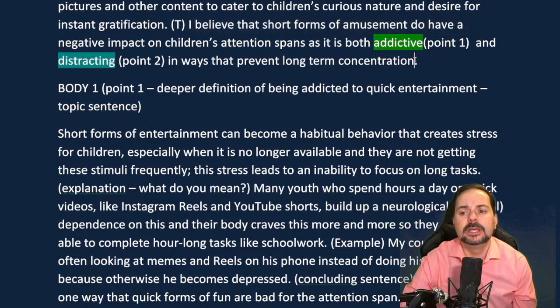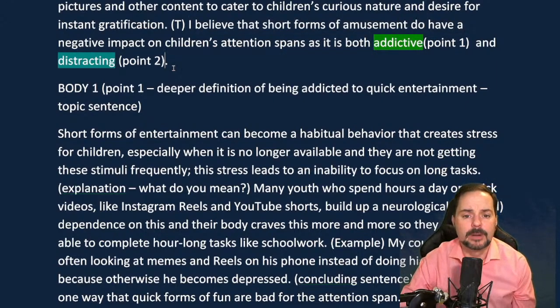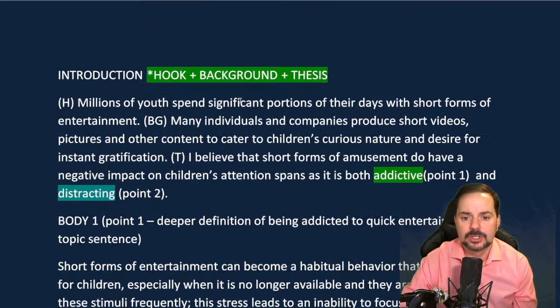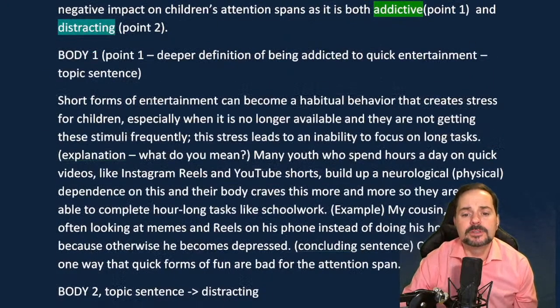I would probably take this out of my thesis at this point because it's clear from my body paragraph, from the background and the hook, okay? Short forms of entertainment can become a habitual behavior that creates stress for children, especially when it is no longer available and they are not getting these stimuli frequently, okay?